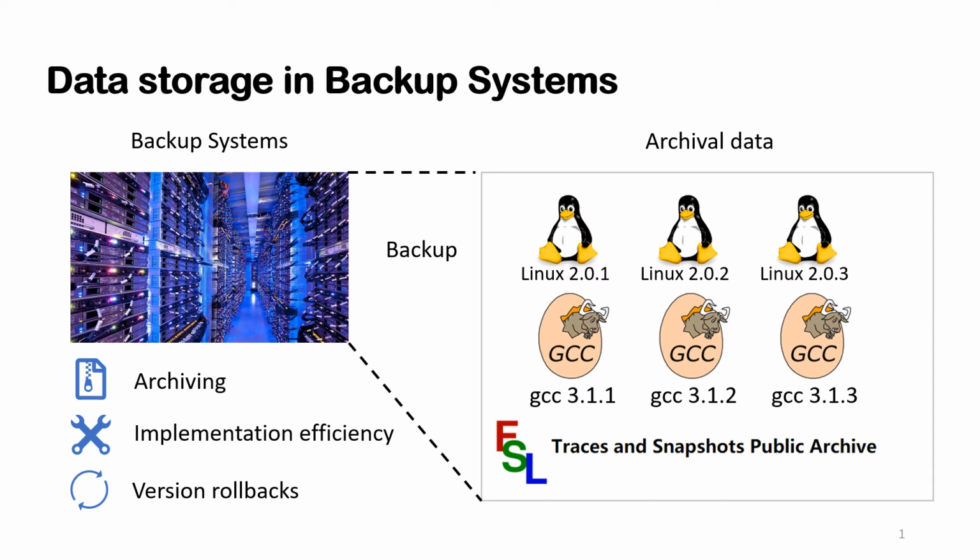In the big data era, the backup systems in the data center store a large amount of archival data, such as multiple versions of the software and snapshots of the servers. The backup systems are used for achieving implementation efficiency and version rollbacks, which however contain a lot of redundancy.